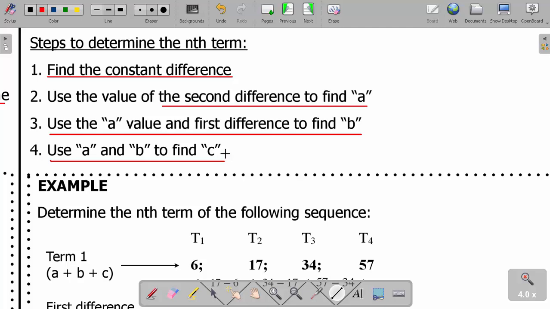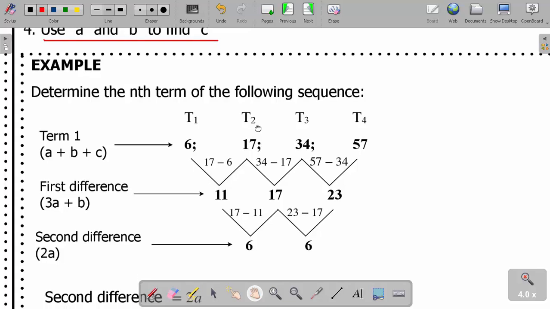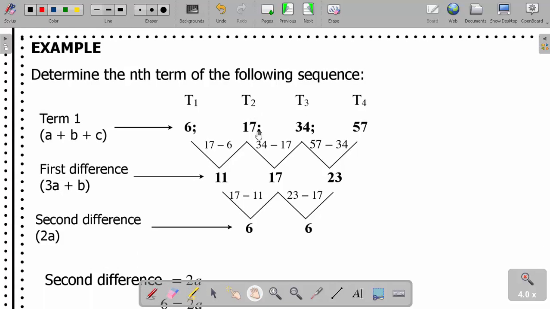I think we deserve an example, don't you think so? Let's find it out here. Now the question says determine the nth term of the following sequence. That is T1, T2, T3, T4. So we have 6, 17, 34, and 57. Now if I say 17 minus 6, I get 11. If I say 34 minus 17, I get 17. And if I say 57 minus 34, I get 23.